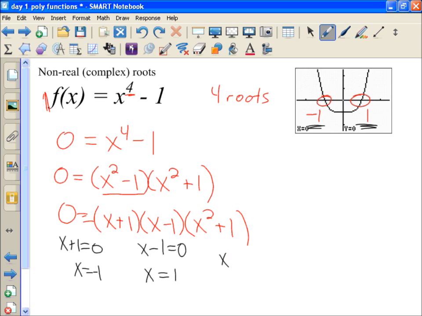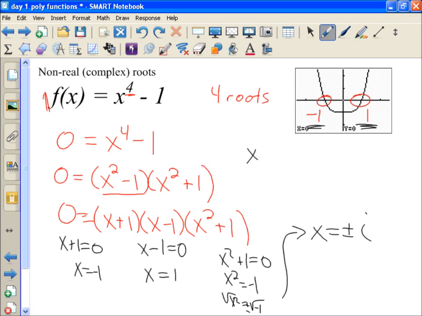But the last one's a little tricky. How do we solve x squared plus 1 equals 0? Well, we would subtract 1 from both sides, and we get x squared equals negative 1. And then we take the square root of both sides, and one side would become plus or minus, and the square root of negative 1 is defined as i. And those are my other two roots. So my roots are negative 1, 1, negative i, and i. And so we end up with all four zeros, just two of them are imaginary.